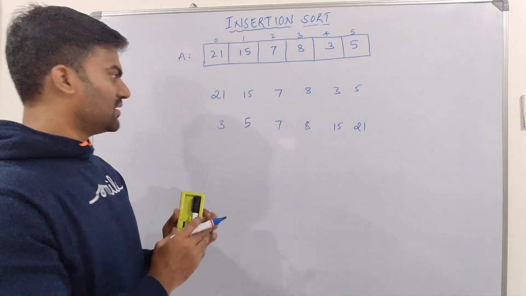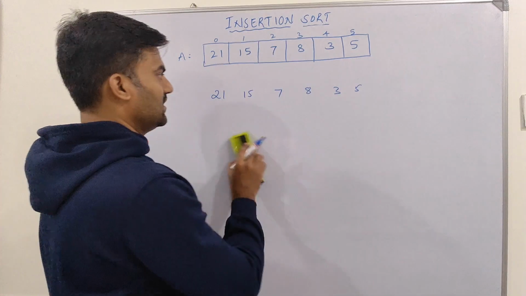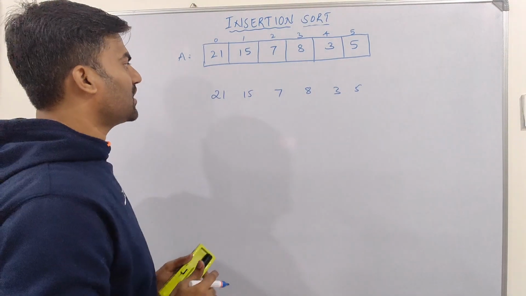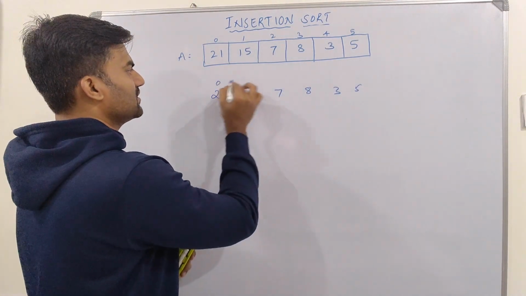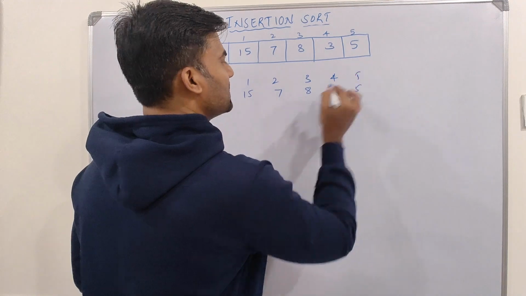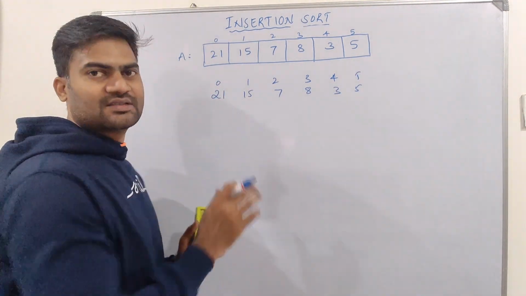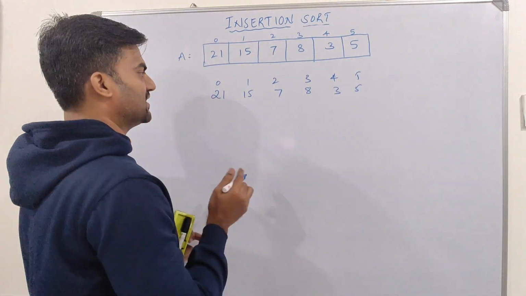So let us look at this using some proper variables. Okay, so this is my array. I will start with the first element. These are the indexes. Basically I'll start with the first index, because if we consider this first element, it is already in its sorted position. So I will start from the first index.